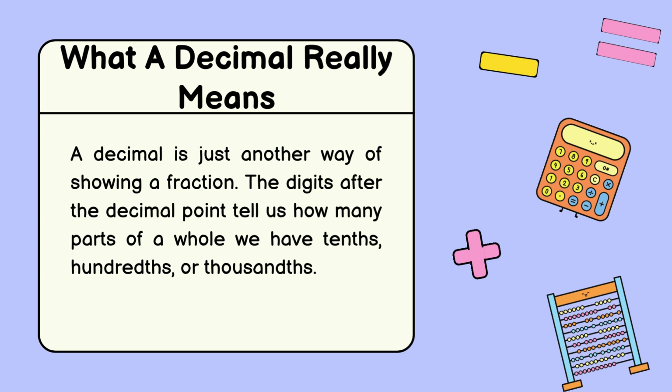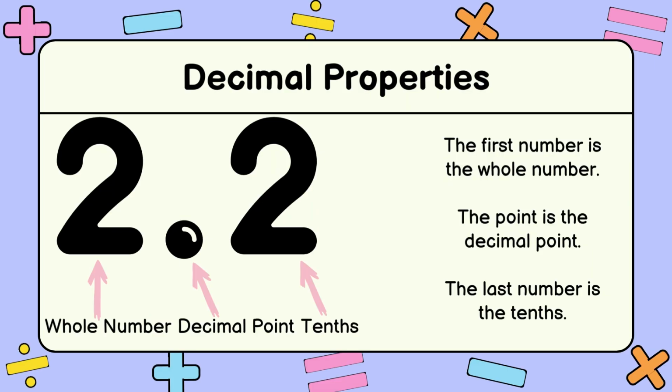What does a decimal really mean? A decimal is just another way of showing a fraction. The digits after the decimal point tell us how many parts of a whole we have using tenths, hundredths, or thousandths. Before we learn how to convert decimals into fractions, let's learn the decimal properties. In this example 2.2, the first number is the whole number. The point is the decimal point, and the last number is the tenths.